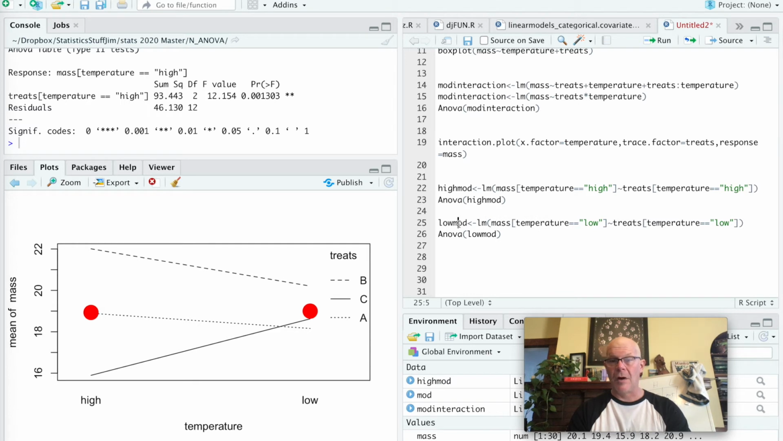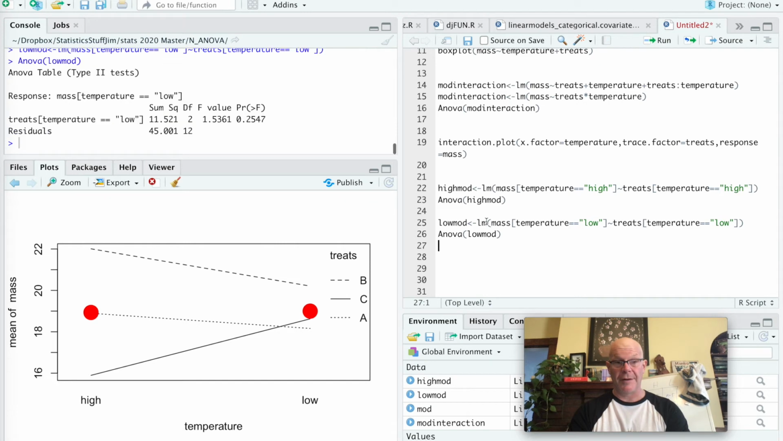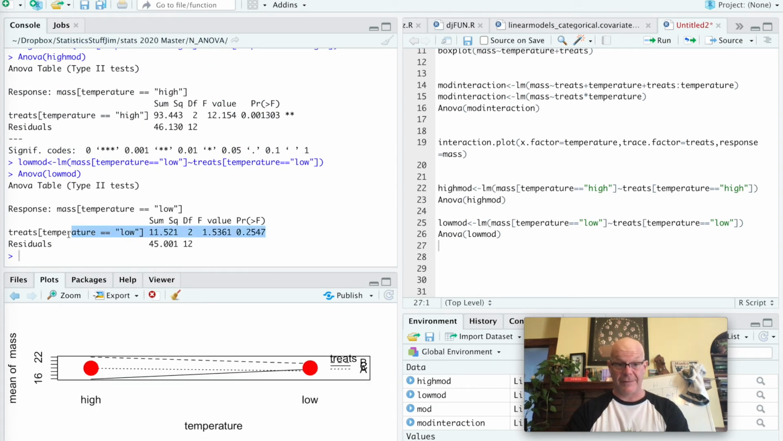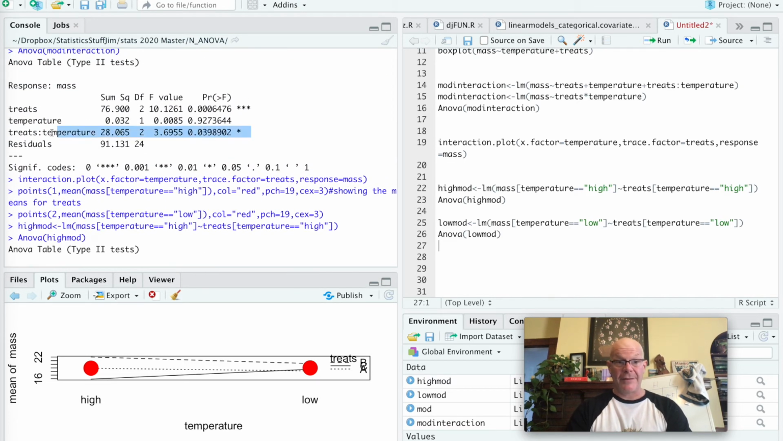Okay, so now we are only going to look at low temperatures. We're going to set up a linear model, and let's do an ANOVA on that. And now, treatment is not significant. Okay? That is one of the things that's driving this interaction term, which is why we can't trust the hypothesis testing for our main effects. Because if we had looked at this model and ignored the fact that we have a significant interaction term, we would have said, oh, well, treatments are important, temperature isn't.